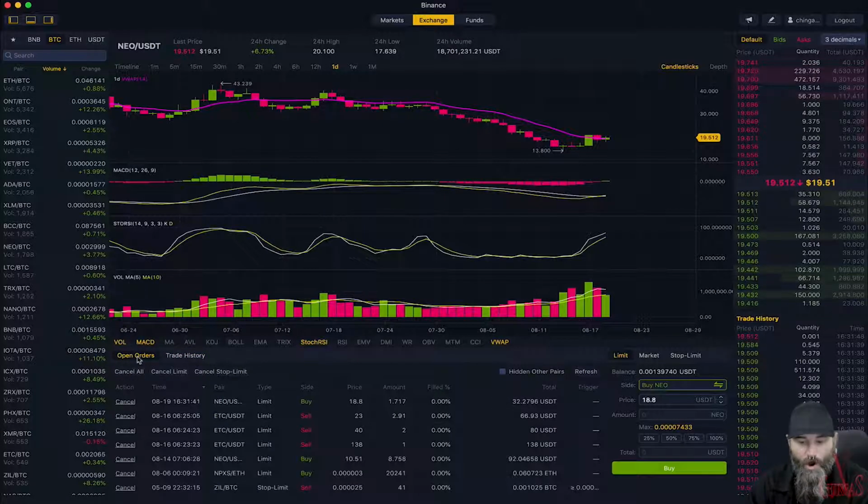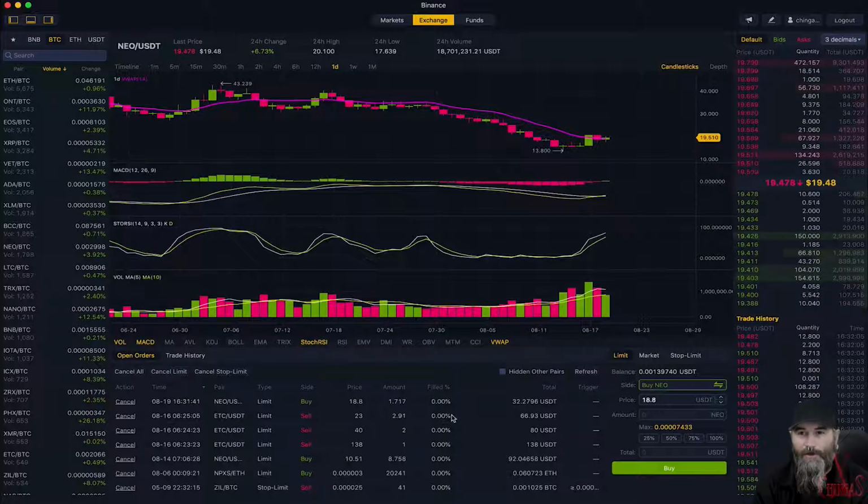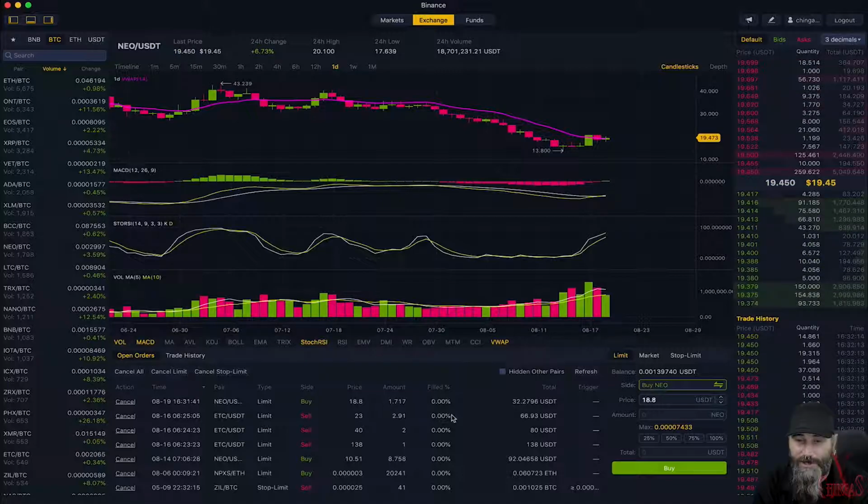Okay, so if you go to your open order window, you should be able to see that. It's a limit order. You want to buy it, and the price is set for 18.80. You'll get 1.717 NEO when it's all said and done. 0% filled. I think we've talked about this before, but the way it works is you have to have a seller on the other side of every trade. So if you're looking to buy, you have to have a seller. If you're looking to sell, you're going to need a buyer. All right, that's how the market works.